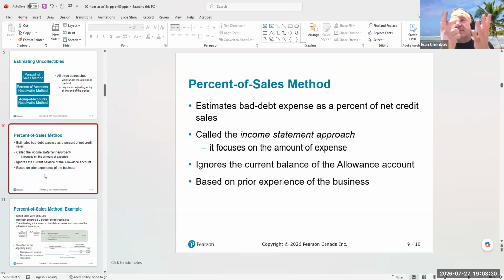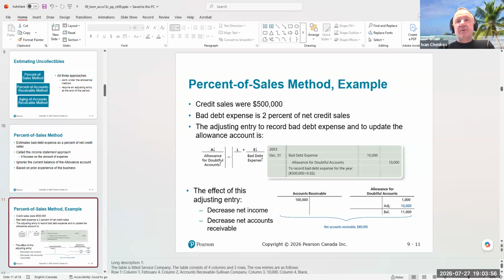This is called the income statement approach because it focuses on the amount of the expense. It's going to ignore the current balance of the allowance for doubtful accounts. It's going to ignore the beginning balance and everything. We're just calculating the amount of expense. This one, again, is based on the prior experience of the business or the industry. So let's see how it's going to be.